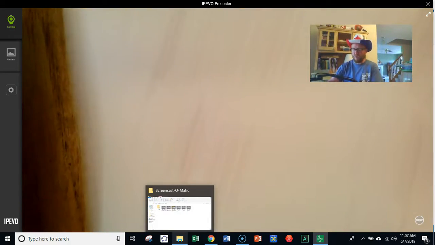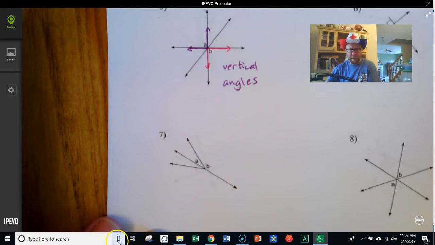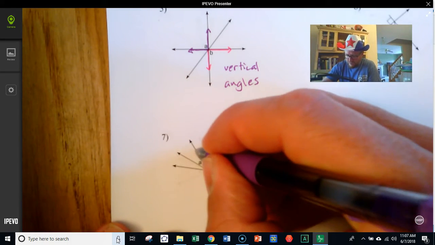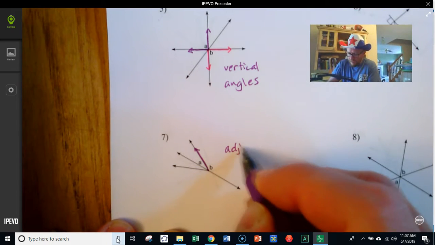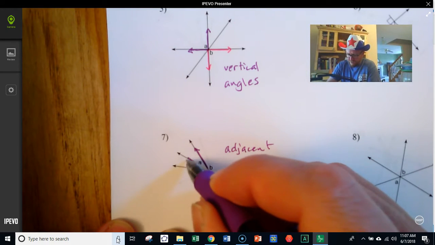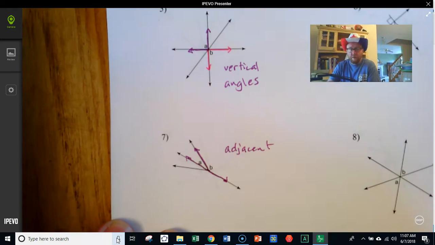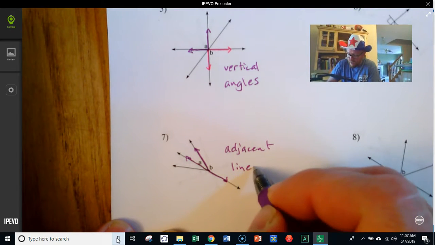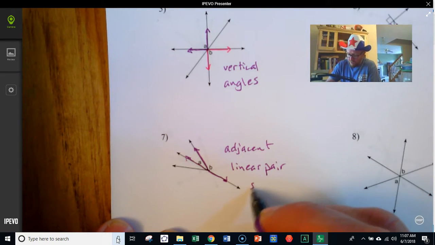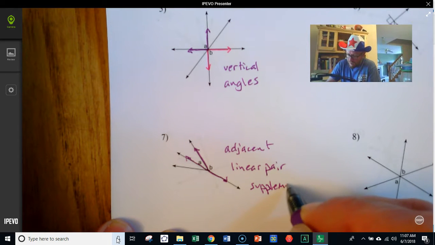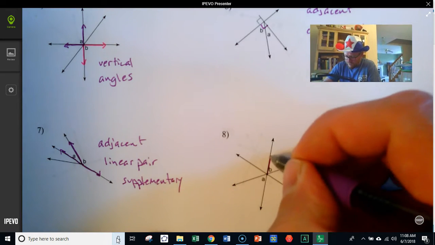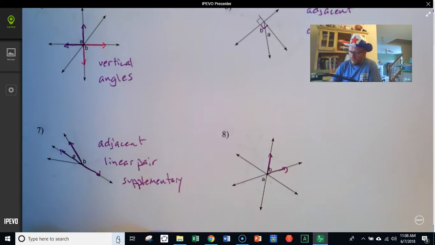All right, moving on here. Okay, we have angles A and B. They share this common side, so they are adjacent. Their other sides here and here make a straight line, so they are a linear pair, and linear pairs also happen to be supplementary.